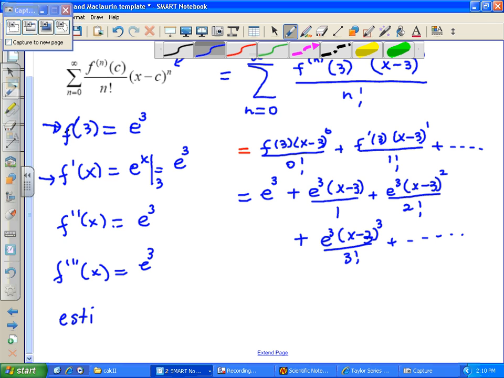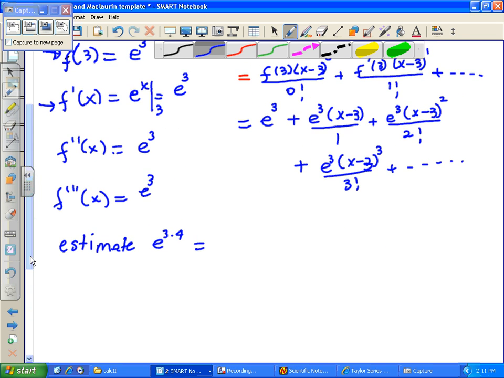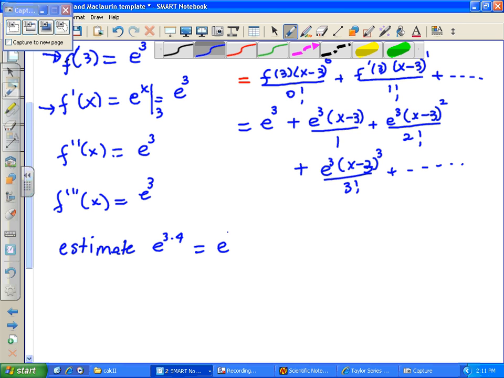If I want to use this for, say, estimating e to the 3.4, what would you get? e to the 3.4. Let's say that once again, using the first 4 terms. Okay, the first term is a constant, e to the 3. The next one would be e to the 3 times what? What are we plugging in for x? 3.4.